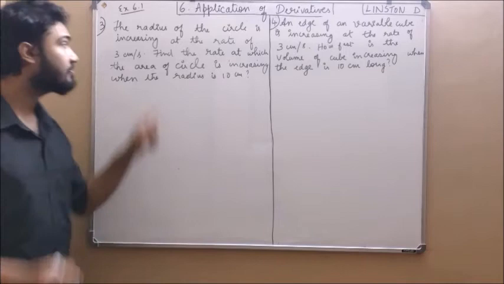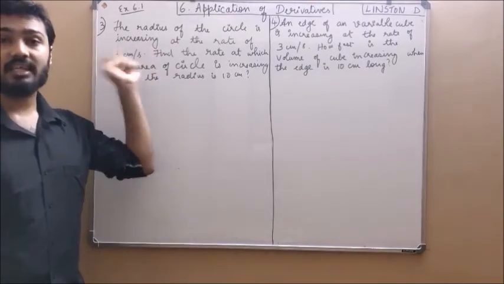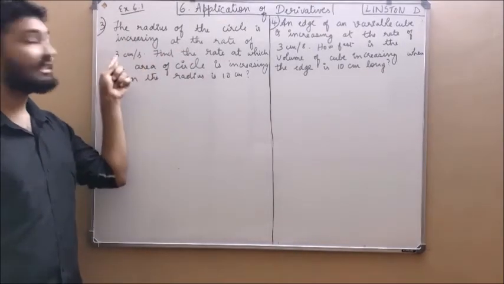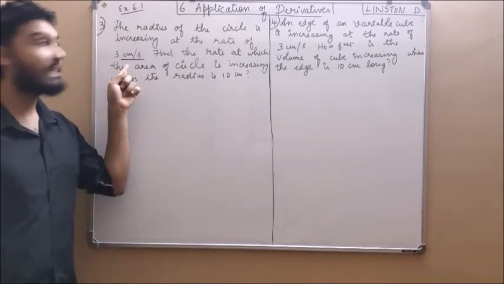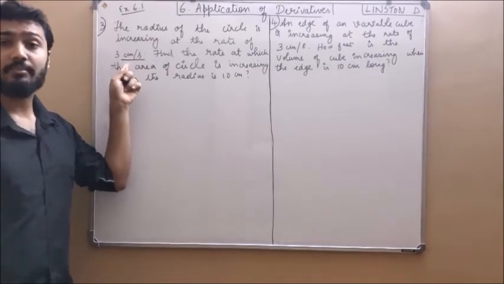So what is given? The radius of the circle is increasing at the rate of 3 cm per second. Now see, look at this. The radius is increasing at the rate 3 cm per second.